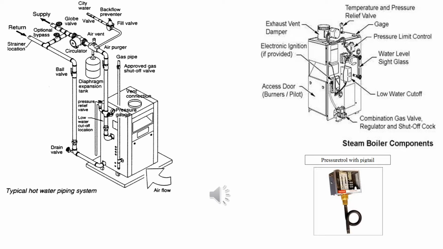A forced hot water boiler does not have a gauge glass. The system is completely full of water. Also on a steam system, you will find a pressure limit control, a pressuretrol, and a pigtail. A forced hot water system does not have that control.